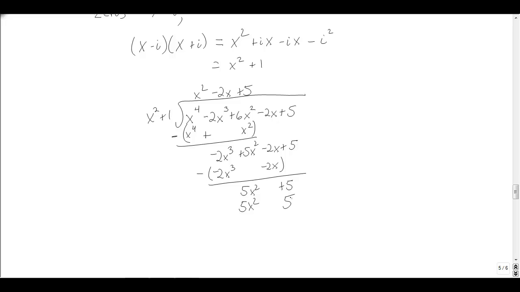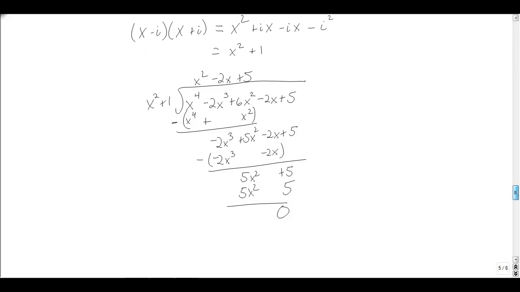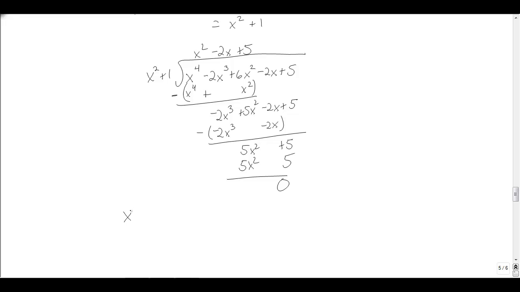5 times 1 gives me 5. You subtract and get that 0 remainder, which we knew we should get if everything had worked out so far. That's a nice check on making an error. So what we know then is the polynomial we started with, x to the 4th minus 2x cubed plus 6x squared minus 2x plus 5.